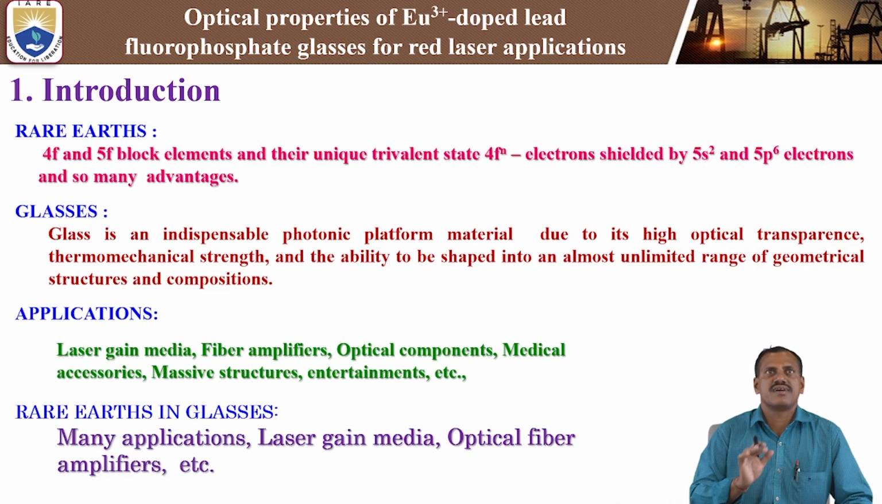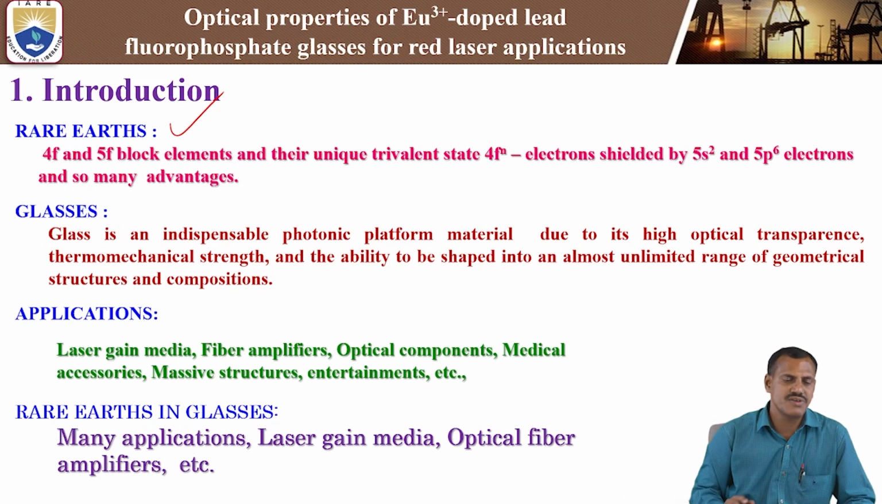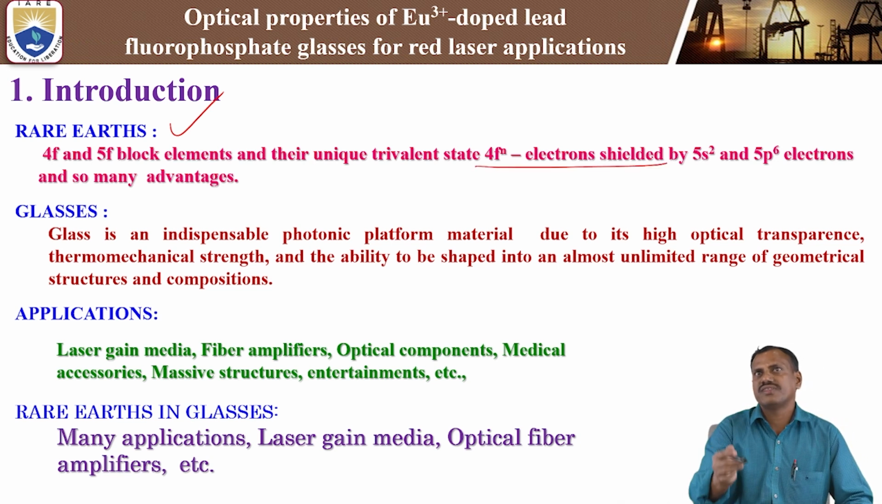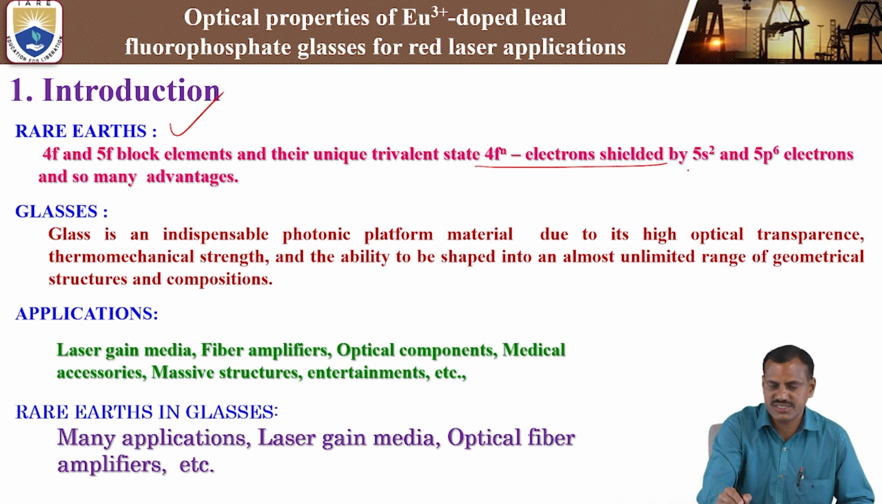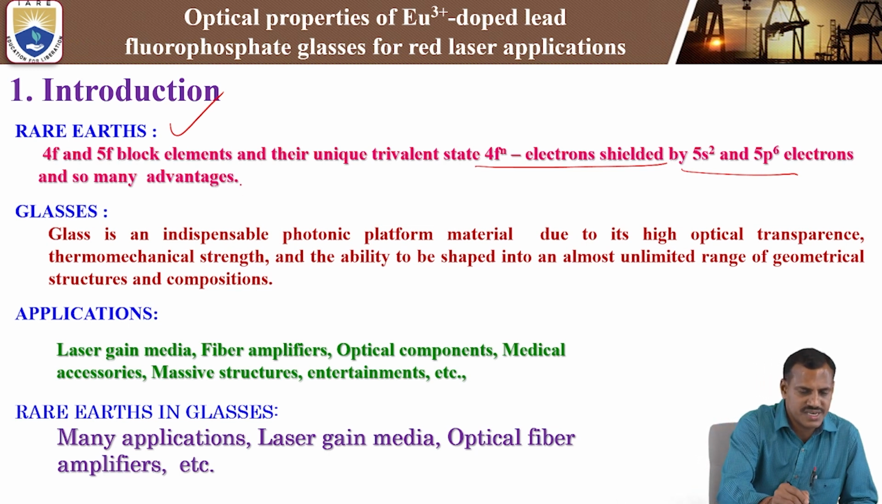Next, coming to the main introduction of europium 3+ doped glasses. First, rare earth elements. As already discussed, we are dealing with 4f and 5f block elements and their unique trivalent state with the 4f electronic configuration, which is shielded by the 5s2 and 5p6 electrons. So in the orbital electronic configuration of europium 3+, the rare earth elements always belong to the 4f block elements, and the electrons are shielded by the 5s2 and 5p6 electrons, which gives many advantages.